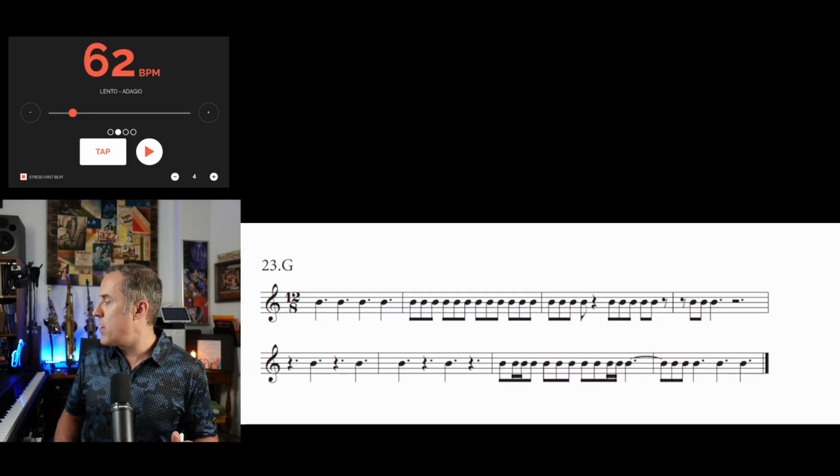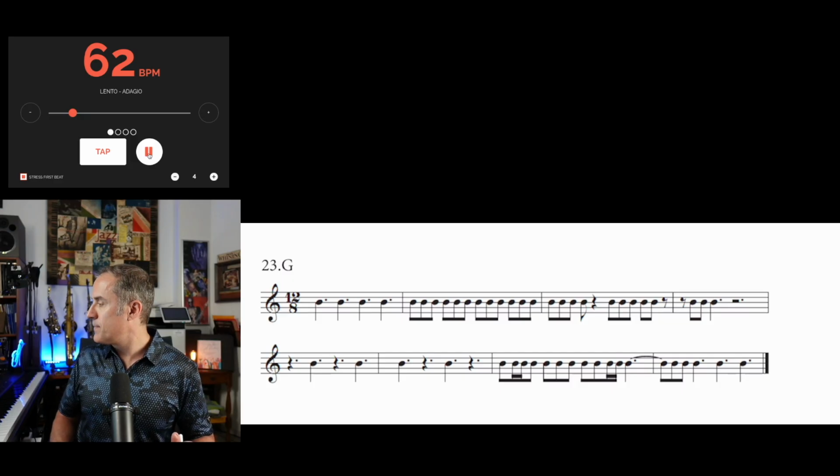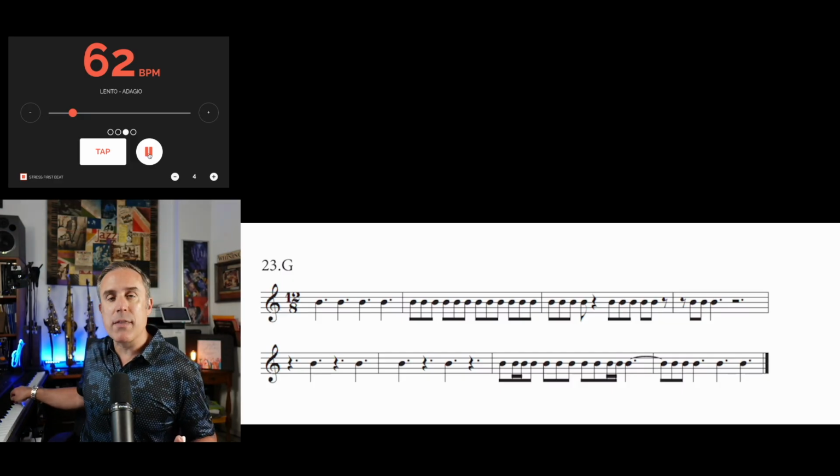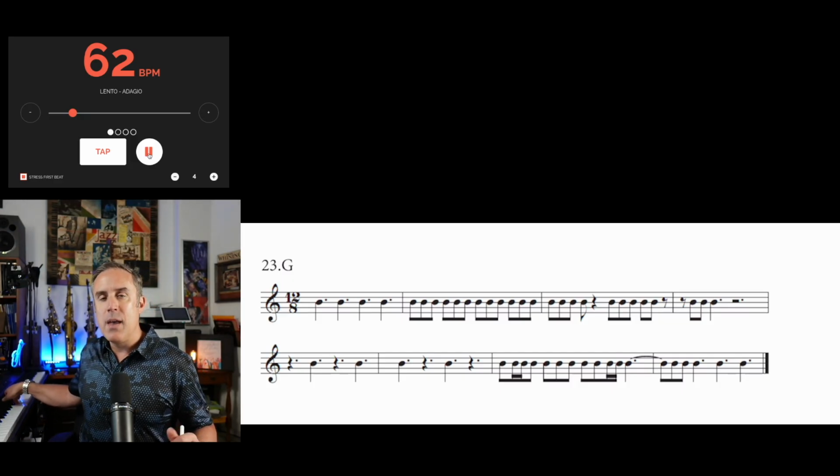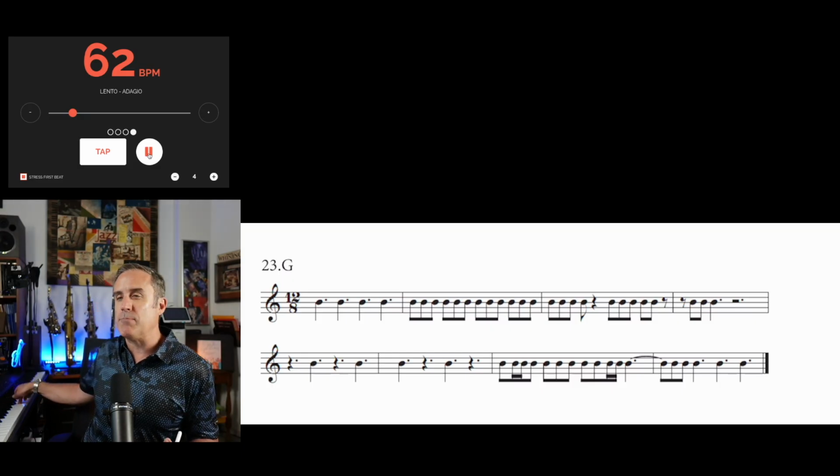Let's get the metronome started. Here we go. There it is. Here's the note I'll be singing the exercise on. And I'm going to give a 1-bar count off, and I hope that you'll vocalize exercise 23G with me. Here we go.